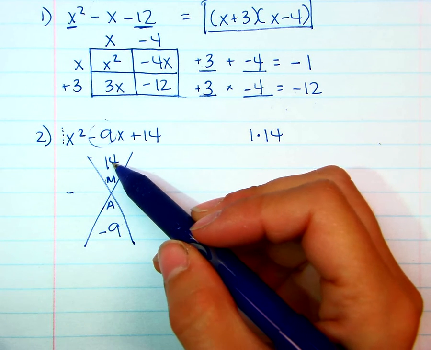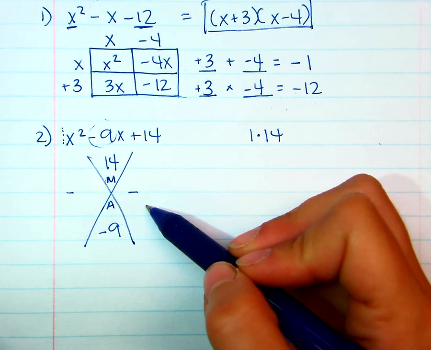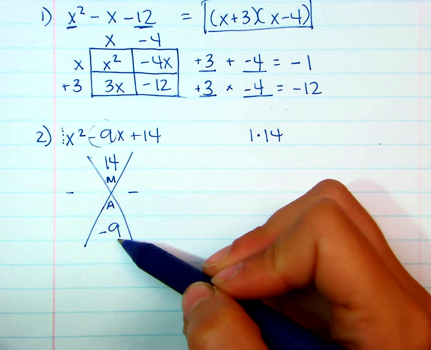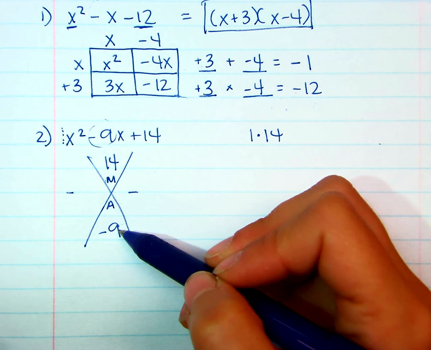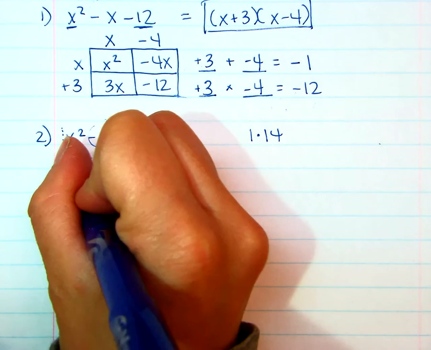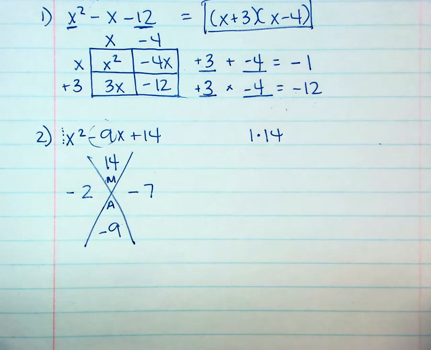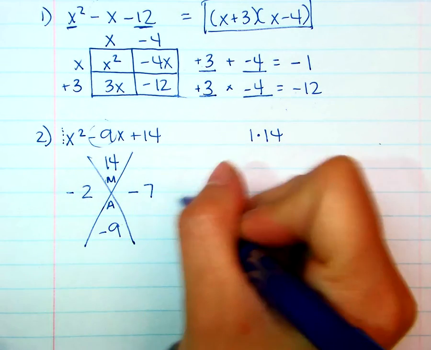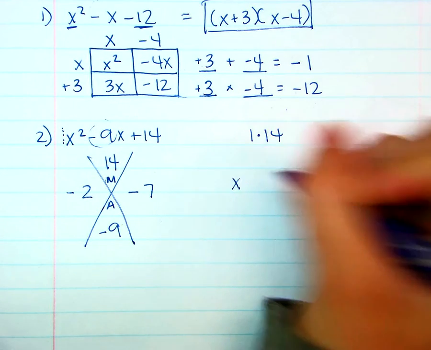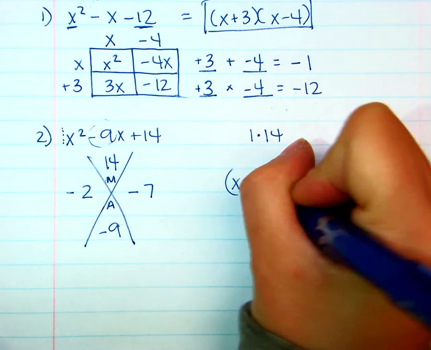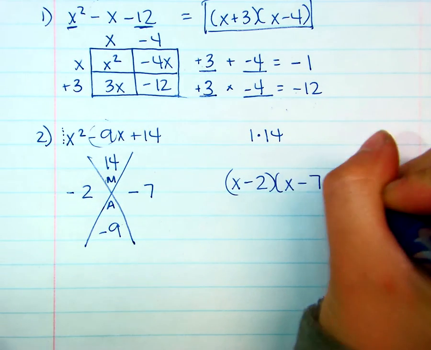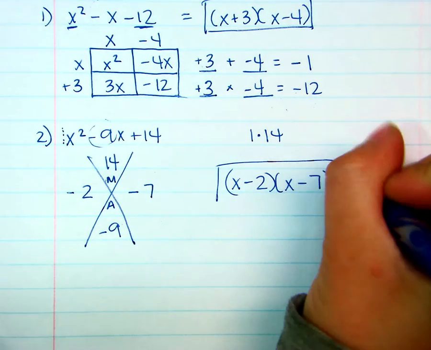And what are 2 factors of 14? Well, 1 and 14. Does negative 1 plus negative 14 equal negative 9? No, it equals negative 15. So let's go with negative 2 and negative 7. So those are going to be my terms. So we're going to just take this and we're going to do x minus 2, that's in parentheses, and x minus 7. That's our answer for this one.